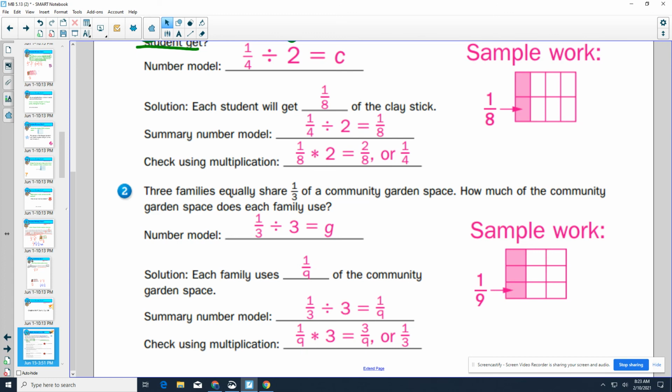Again, summary number model just simply means you're taking the number model and writing your answer in instead of the letter. And then they checked it using multiplication. So they took their solution, or quotient, and multiplied it by their divisor and got their answer of 3/9, or 1/3.